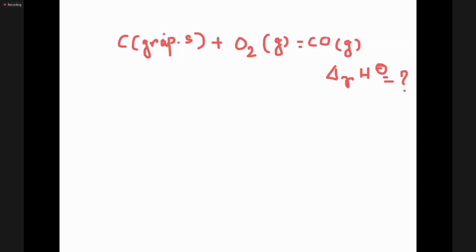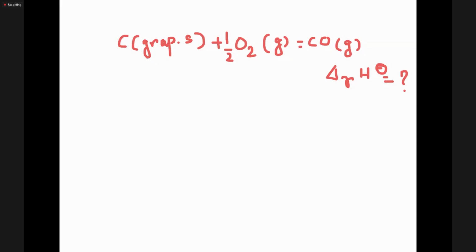We see both of the number of carbon atoms is 1, but here the oxygen number is 2 and here it is 1. So we will simply put a half over here. Now the equation is balanced. On both sides, we have 1 carbon atom and we have 1 oxygen atom.